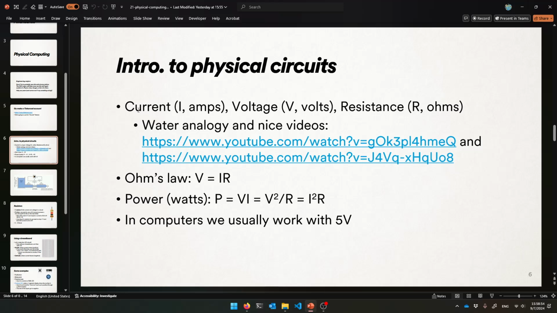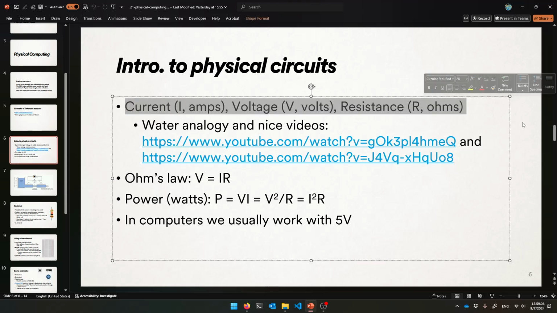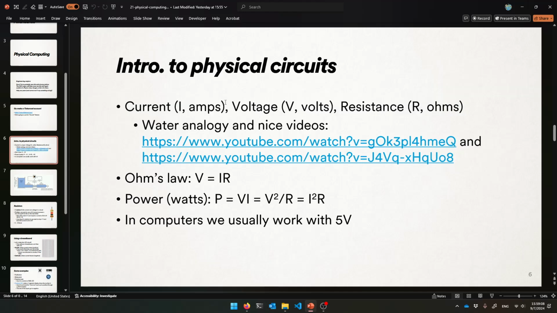So here's your crash course on physical circuits right now. All right, so there is a fun analogy for the things that I want to teach you. So I want to teach you the three pieces of every circuit. You've got current flowing through it.